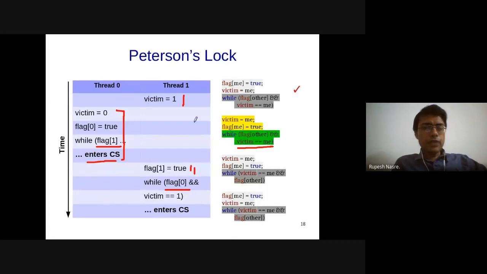Now, this victim value was set by thread 1 first and then overwritten by thread 0. And therefore, victim's value is 0. Therefore, the second condition is false. And therefore, the overall while condition is false. And therefore, thread 1 can also enter the critical section. Right? So this is one execution where Peterson's lock, I mean, it's not really Peterson's lock, the variant of Peterson's lock that we have come up with, will not work for mutual exclusion.